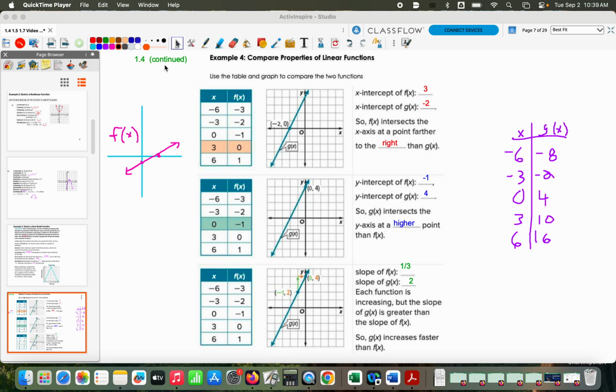Okay, we're continuing section 1.4. This time we're going to compare some functions. So first up, this kind of looks like a lot going on here. I've added some other details, a graph and a table.